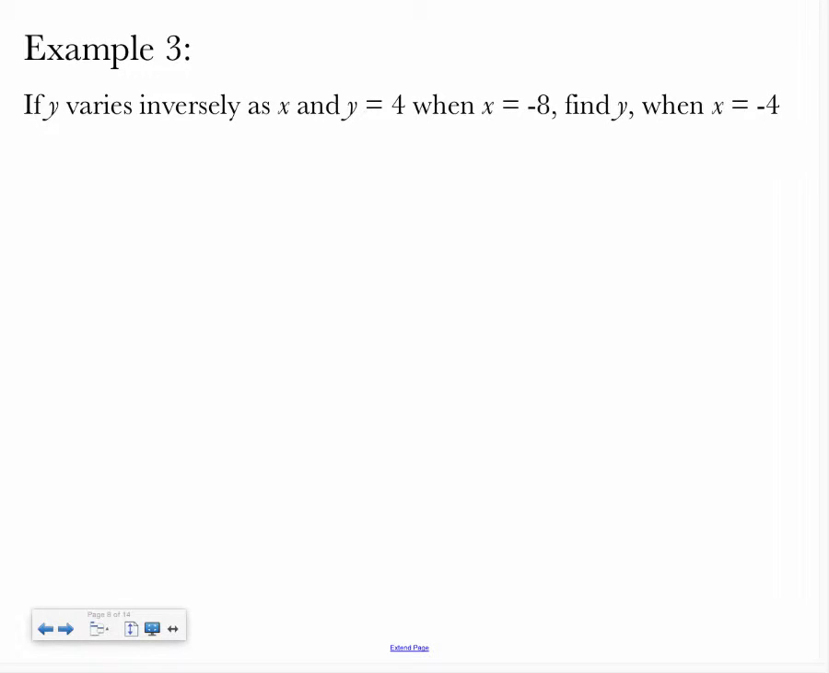So let's take a look at example 3. If y varies inversely as x and y equals 4 when x equals -8, find y when x equals -4. Okay? The wording might seem a little bit confusing, but it might help to group your numbers together, kind of like they were on the last slide. So we know when x equals -8, y equals 4, and then we want to find y, so I'm just going to say y, when x equals -4.